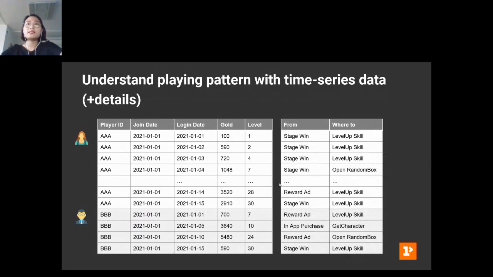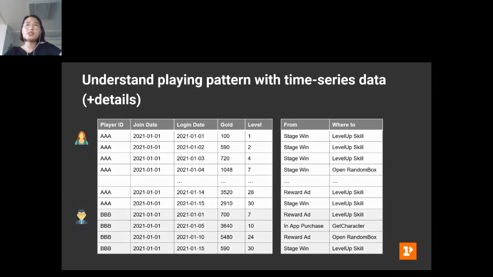We can examine why each player displays such characteristics by examining the context of their behavior in game. So player A gathers gold slowly and consistently from stage rewards and uses gold to level up their skills. Meanwhile, player B tends to earn a lot of gold at once through in-app purchases and ad rewards and uses this gold to purchase characters, open random boxes, and level up skills.